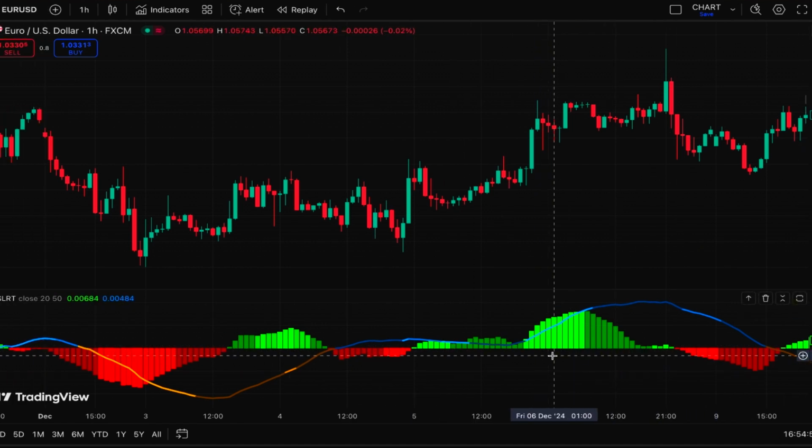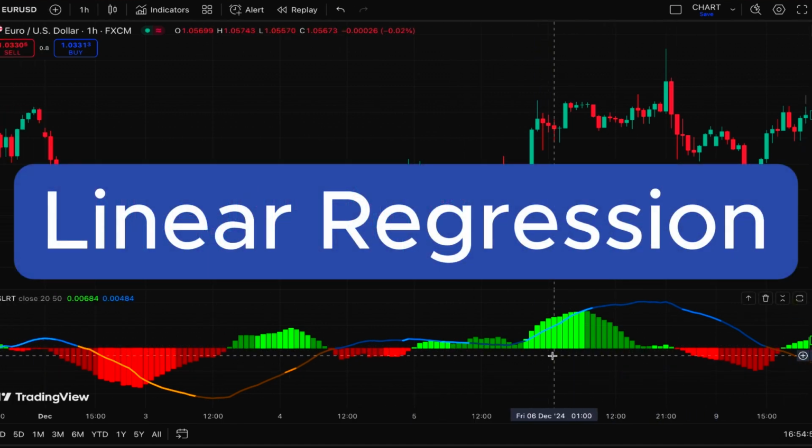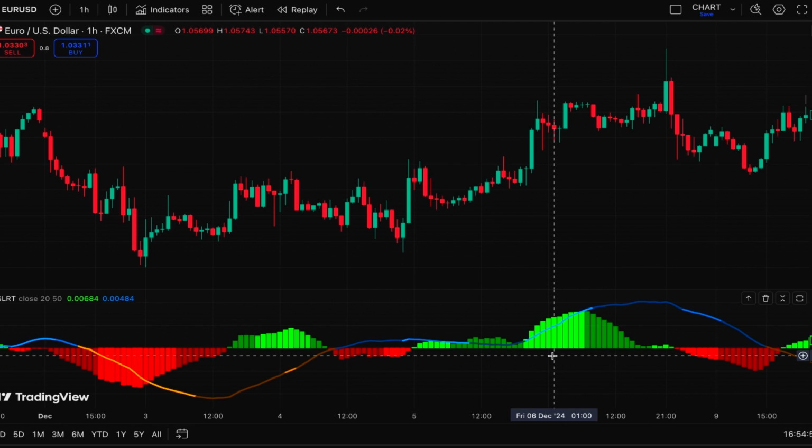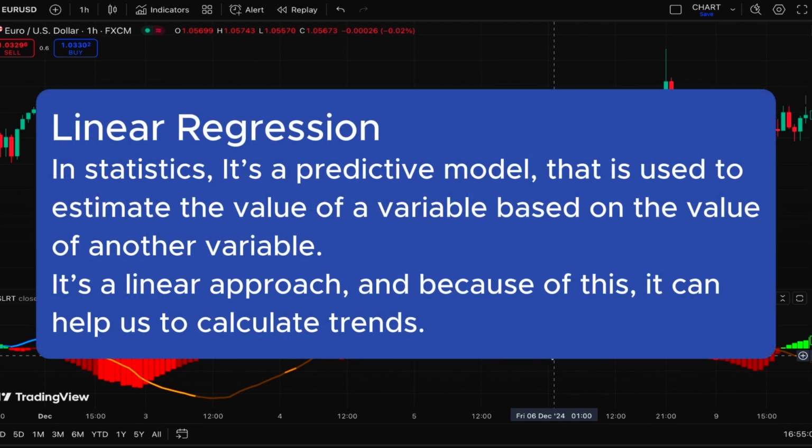This indicator is built based on linear regression. In case you don't know what a linear regression is, in statistics, it's a predictive model that is used to estimate the value of a variable based on the value of another variable. It's a linear approach, and because of this, it can help us to calculate trends.